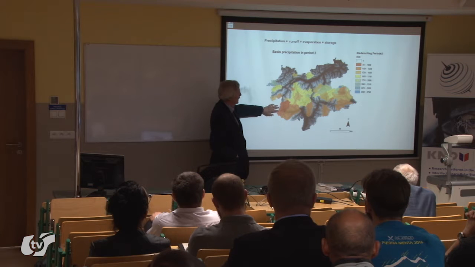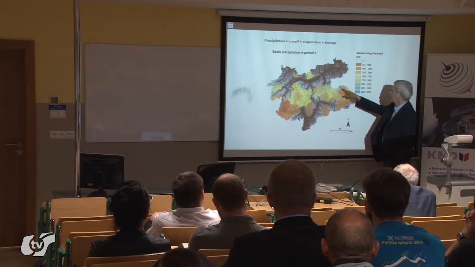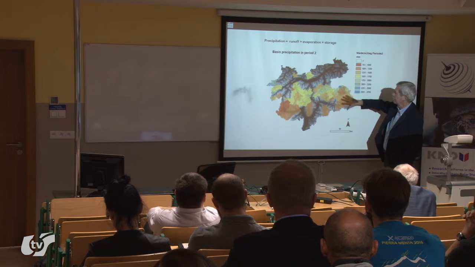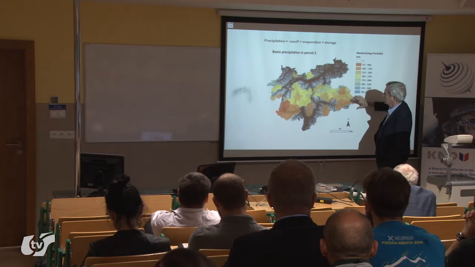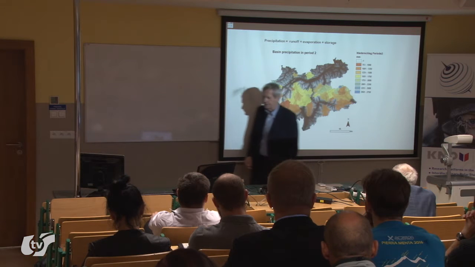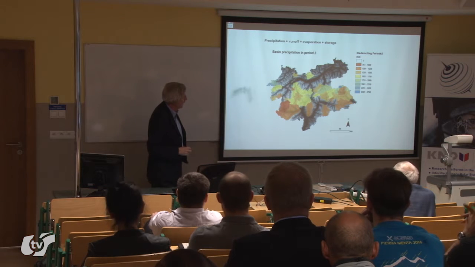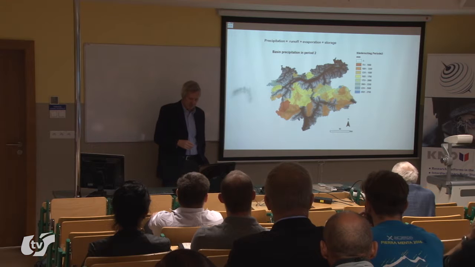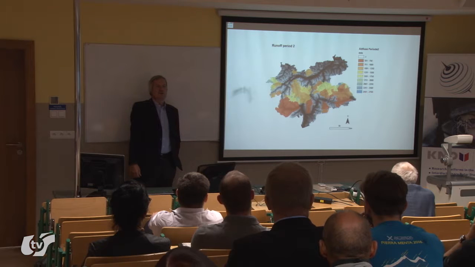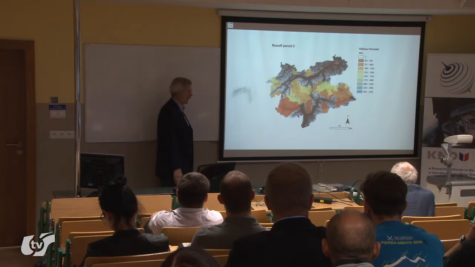Red and brown colors mean dry, and blue is precipitation in excess of 2,500 millimeters per year. So this is why we call this the wet southeast in this part, but we have an area that goes through the Alps that is a relatively dry area with precipitation in the range of 700 to 1,000 millimeters per year only.